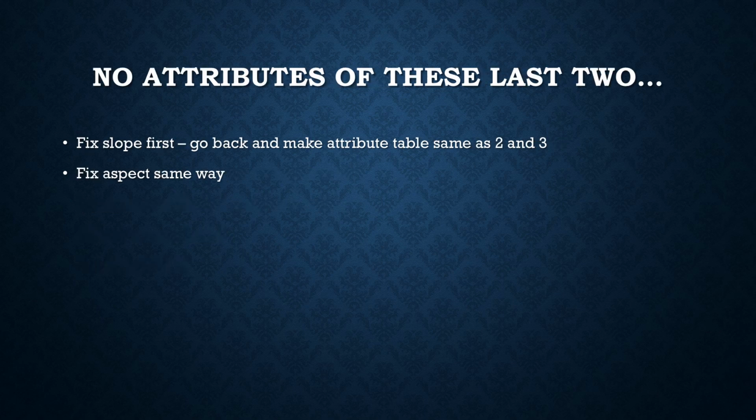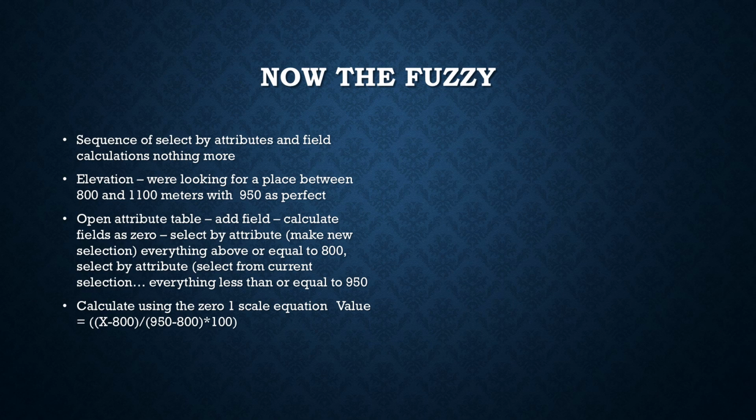The problem is those last two layers, again, have no attributes. So let's fix the slope layer first, and then we'll fix the aspect the exact same way. Basically, you're going to go back and do the make attribute table the same as you did on slides 2 and 3. Okay, so now we're going to make a fuzzy, and this is basically just a sequence of selecting attributes and field calculations. Nothing more complicated than that.